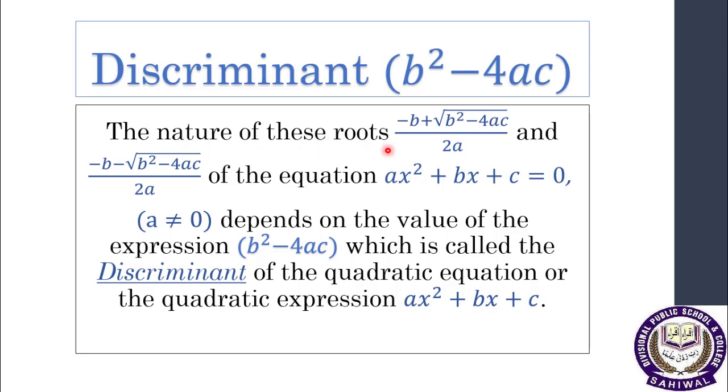The nature of these roots, minus b plus square root of b square minus 4ac over 2a and minus b minus square root of b square minus 4ac over 2a, of the equation ax square plus bx plus c equal to 0 depends on the value of the expression b square minus 4ac. And this expression b square minus 4ac is called the discriminant. This discriminant is of the quadratic equation ax square plus bx plus c equal to 0, or the quadratic expression ax square plus bx plus c.